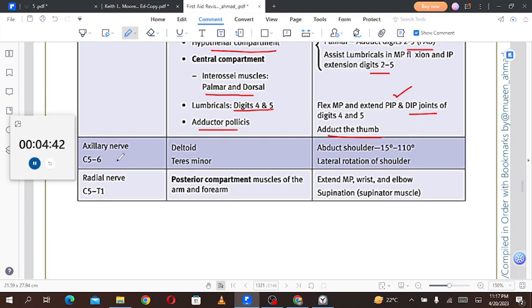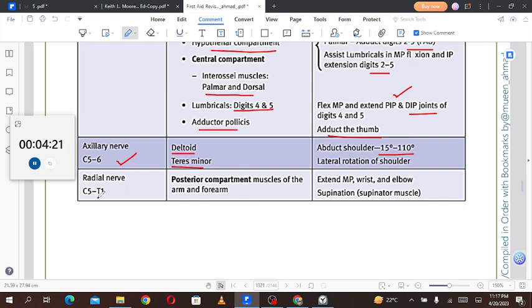Axillary nerve, root value C5 to C6, innervates the deltoid and the teres minor, which abduct the shoulder from 15 degrees to 110 degrees. We are talking about deltoid, because up to 15 degrees it is done by the supraspinatus, pardon me, it is done by the supraspinatus, and that is innervated by the suprascapular nerve.